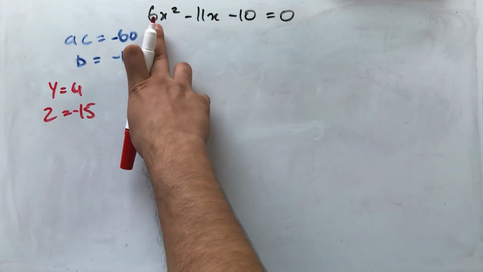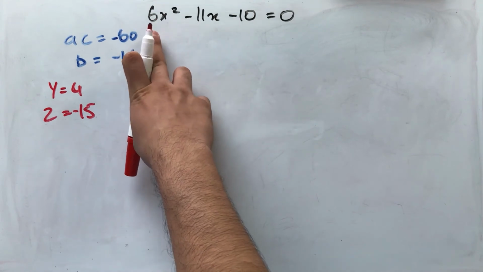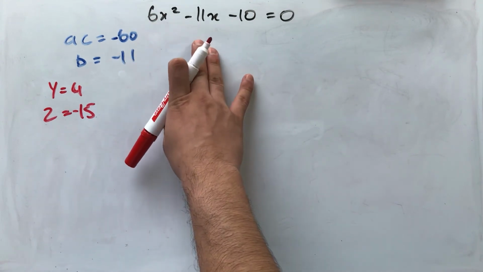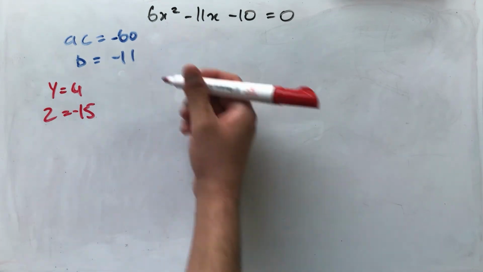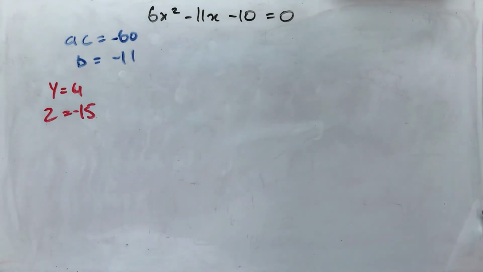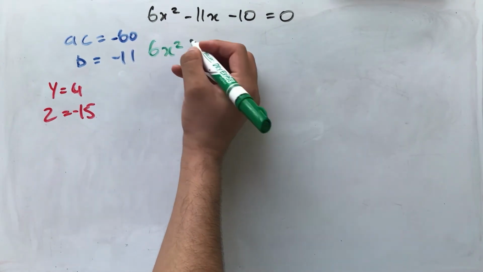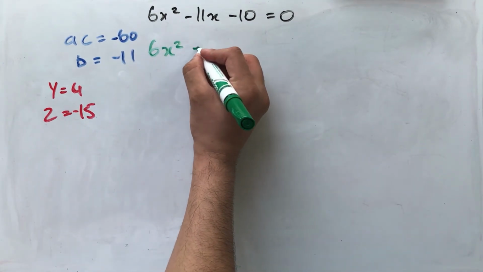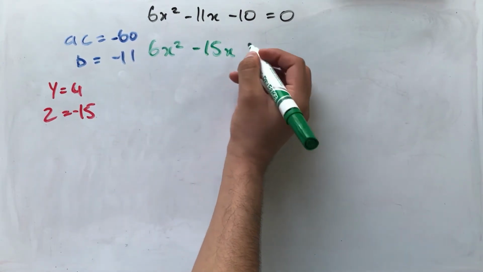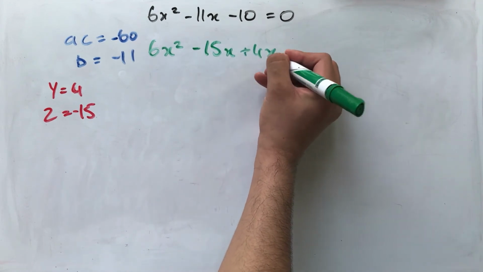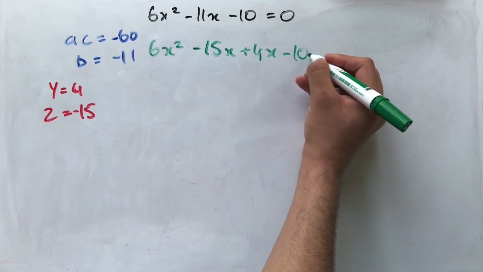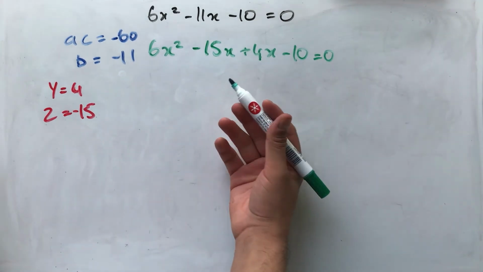Now remember what I said last time. The coefficient of x in this case is not 1. So we have to break the middle term into 2, which we're going to go ahead and do right now. Let's take green for this one: 6x squared minus 15x plus 4x minus 10 is equal to 0.